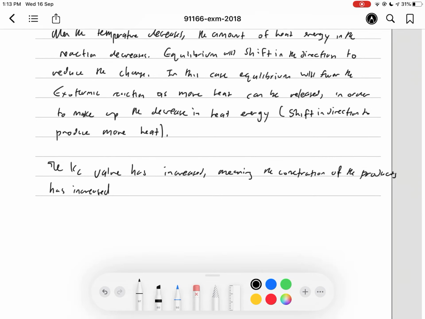So therefore the concentration of the product has increased, okay, meaning that the forward reaction must have been favored by equilibrium. Okay, so therefore the forward reaction is favored by equilibrium, and we know that equilibrium is also favoring the exothermic reaction, therefore we link that the forward reaction must be the exothermic reaction, and therefore the production of sulfur trioxide gas must be exothermic.